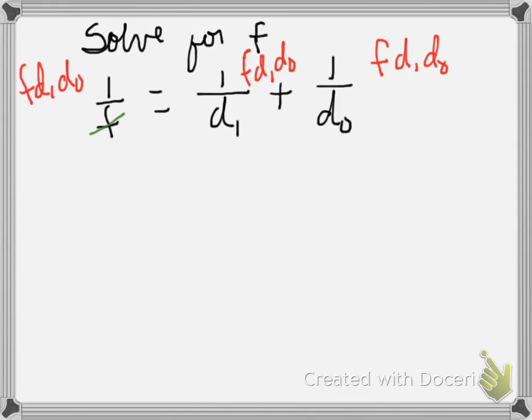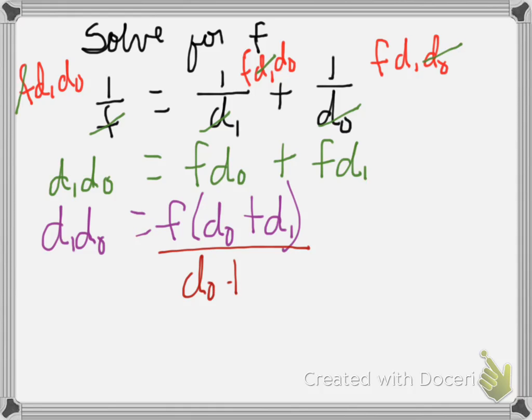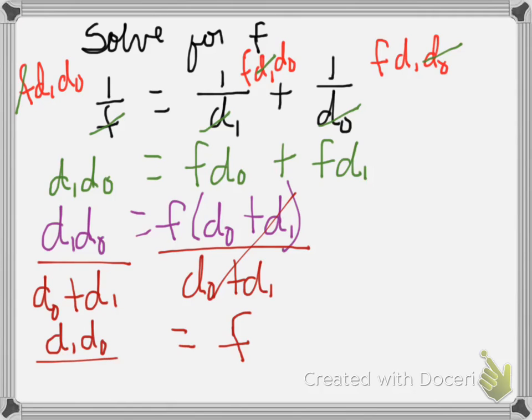Then I cross reduce. The f's cancel. So I get d sub i times d sub o is equal to, the d's cancel, f d sub o, and then the d sub o cancels and you get f d sub i. Once again, we're solving for f. On the right side, if you'll notice, there's an f in each term. So I'm going to factor out the common factor of f. Then I'm going to divide by that whole parentheses. And there you go. You have f by itself.